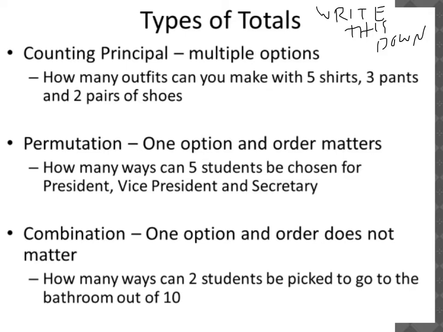Permutation is one option and order matters. So this is how many ways can 5 students be chosen for president, vice president, and secretary. And the last one would be combination. One option and order does not matter. So how many ways can 2 students be picked to go to the bathroom out of 10?